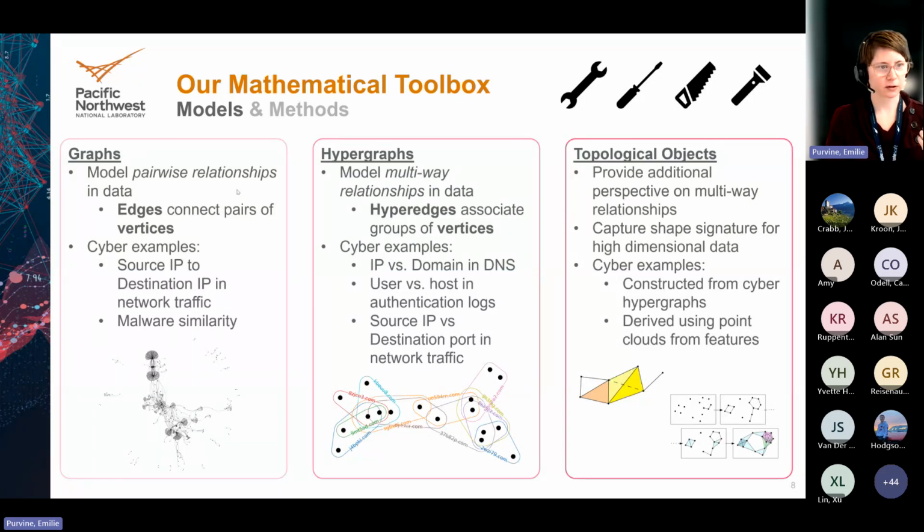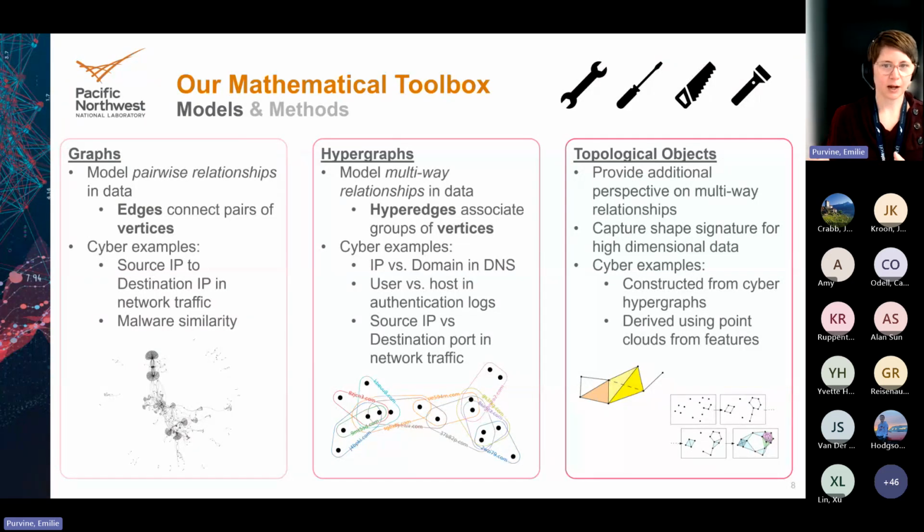So first is graphs. Graphs model pairwise relationships in data where edges connect pairs of vertices. So in a cyber use case, we have source and destination IP and network traffic. So your vertices are your IP addresses and your edges connect pairs of IPs when one is the source and the other is a destination in a single log event. Another kind of example would be malware similarity, where your vertices are malware binaries, and then you connect two malwares if there's some notion of similarity, however you end up defining that in your particular application.